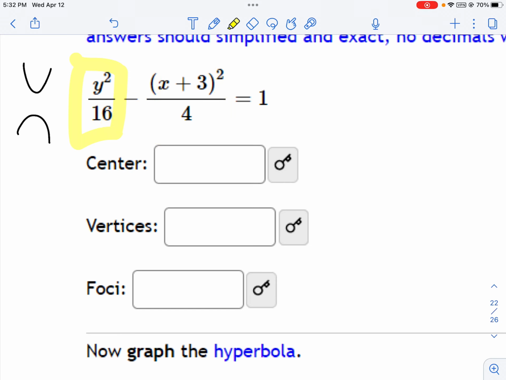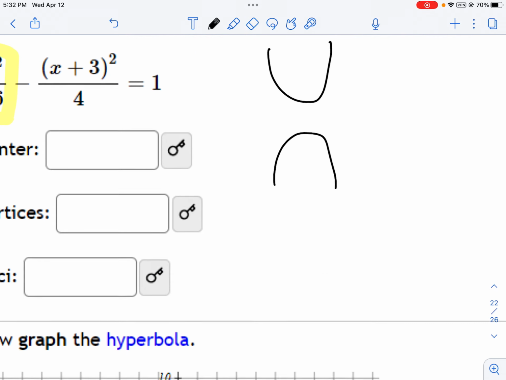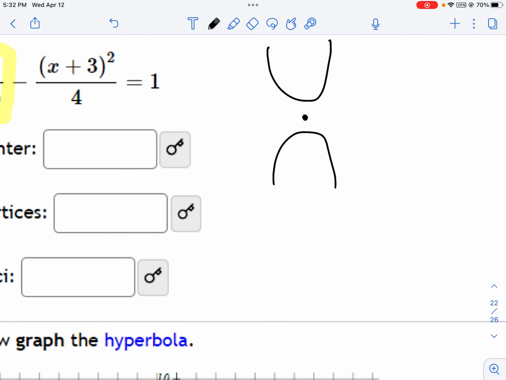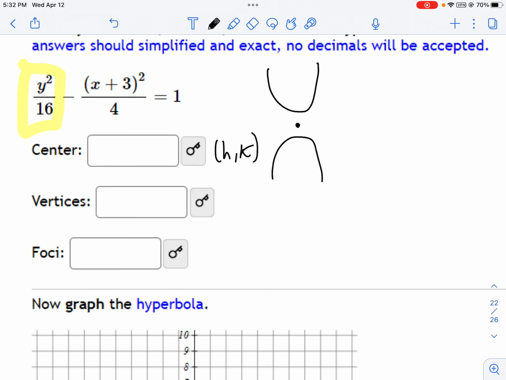Okay, so first off, you have your vertical hyperbola. Again, graph it a little bigger on the side, and you know that between them you have your center, right? And your center is going to be h comma k. Your vertices, you'll notice, are going to be the turning points of your hyperbola there. So that's going to be only a difference in y.